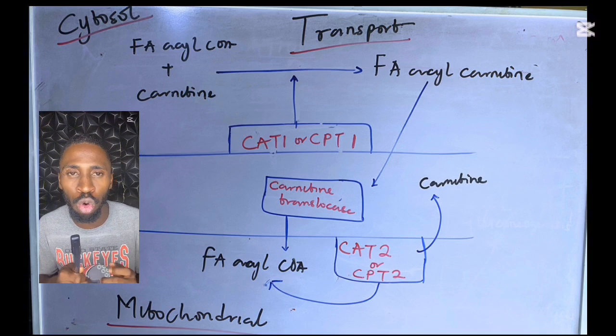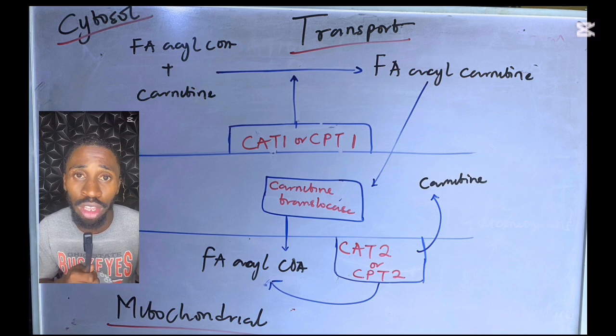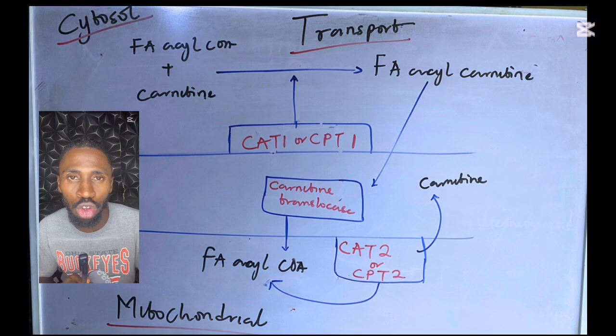So if it gives it back to CoA, now it will form fatty acid CoA. So when the carnitine is sent back to the outer mitochondrial matrix and the CoA is given back to the fatty acid, what will it form? It will form fatty acid CoA for the beta oxidation proper.